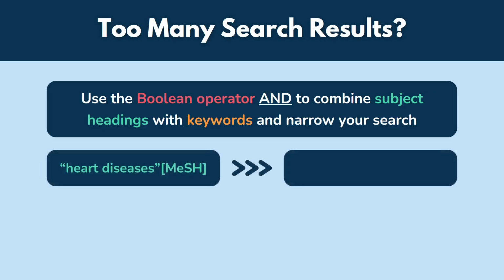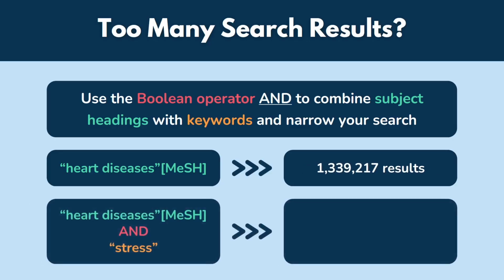Here's an example. When searching only the subject heading of heart diseases, PubMed retrieves well over 1 million results. When combining it with the keyword stress using the Boolean operator AND, the search is reduced to a much smaller 58,164 results. That still may be a lot, but it's much better than 1,339,217.